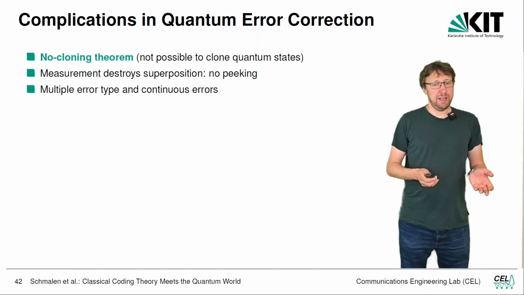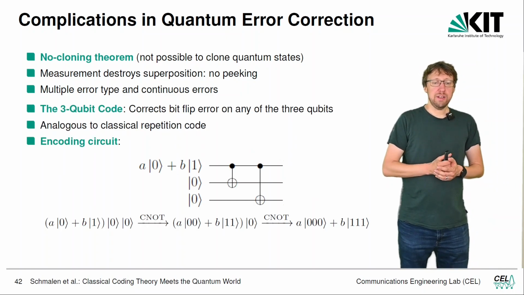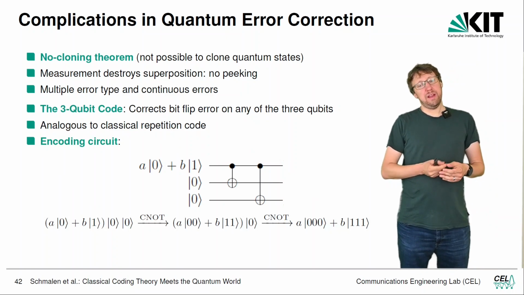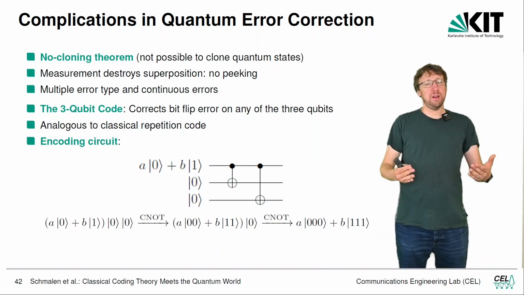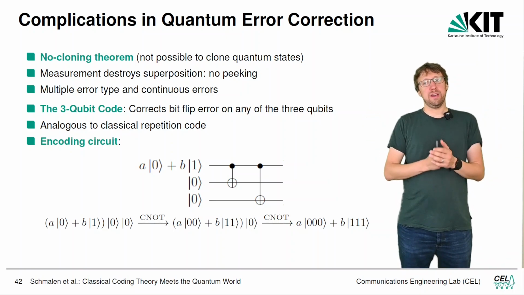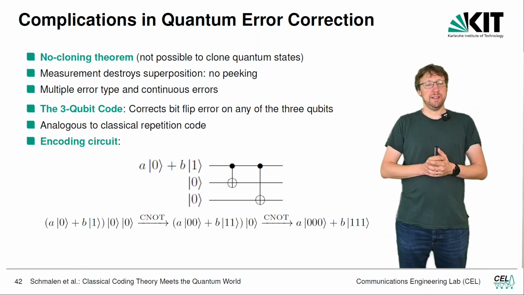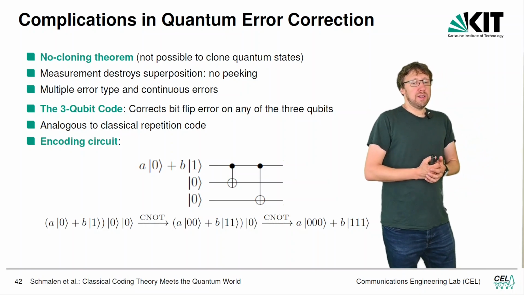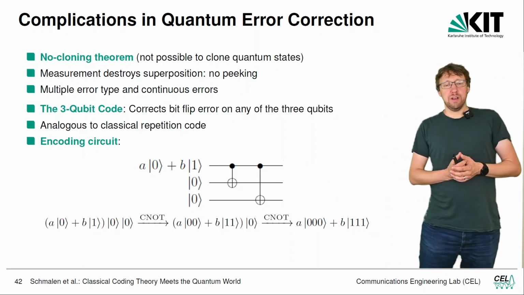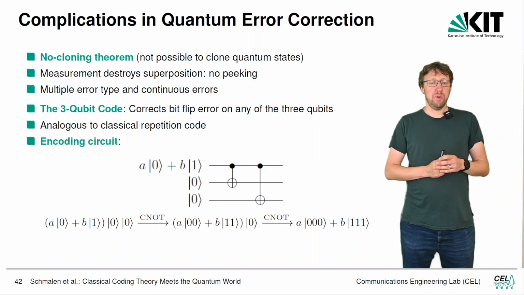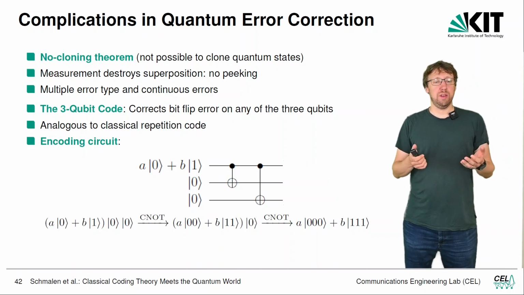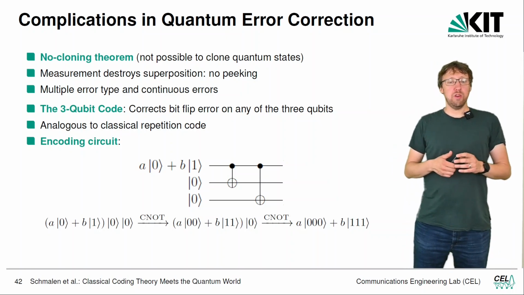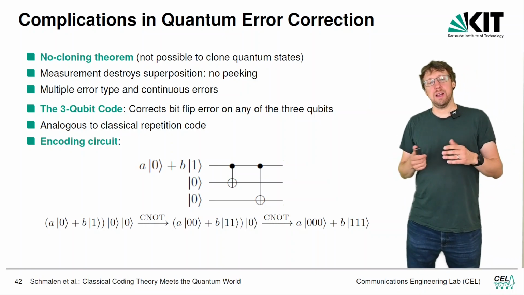And then we have not a single error type, but multiple error types. We have continuous errors. So they're all very complicated, and there has been a lot of work, starting with very simple codes, building up to a whole framework that we're going to see in a couple of seconds. So one of the first error correcting codes in a quantum setting was the 3-qubit code, and the 3-qubit code essentially corrects any bit flip error on 3 qubits. The 3-qubit code is analogous to a classical repetition code.